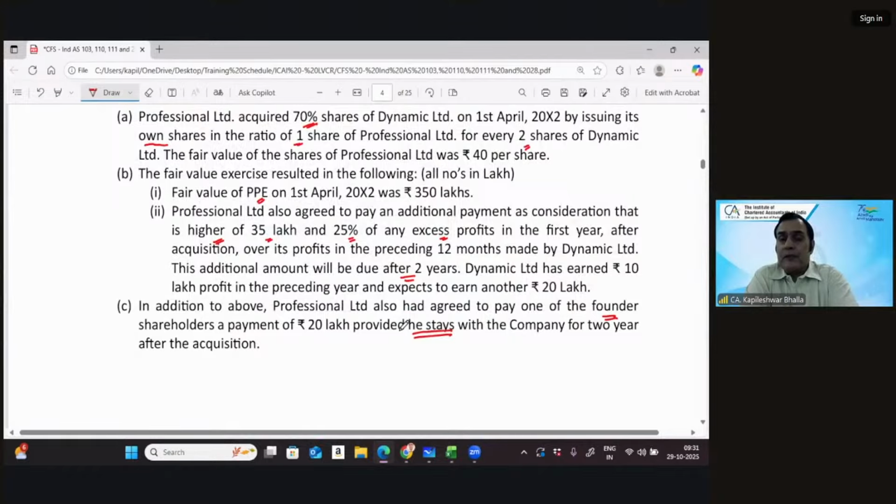In point number B2, we were given that professional agreed to pay an additional consideration that is the greater of 35 lakhs and 25% of any excess profit. We can very clearly see that it earned 10 lakhs in the last year and is expecting to earn 20 lakhs in the next year. So the excess profit is only 10 lakh. If you pay 25% of the excess, it comes to 2.5. So we'll end up paying 35 lakh. That is indirectly the DC, and it's going to be paid 2 years later.